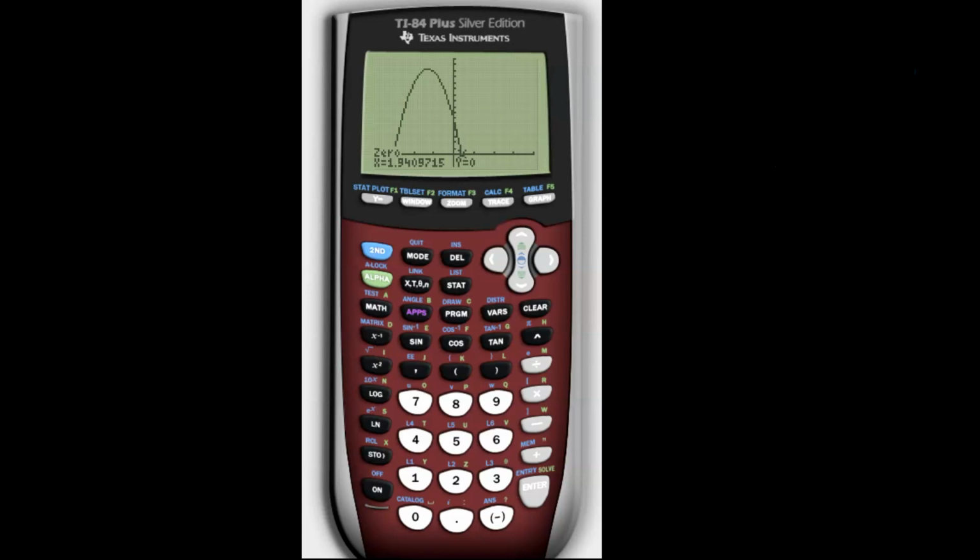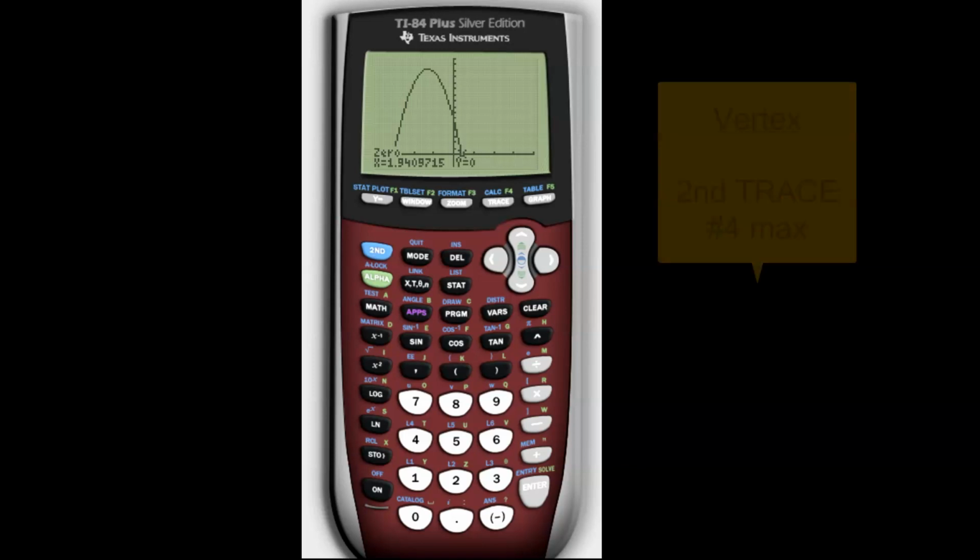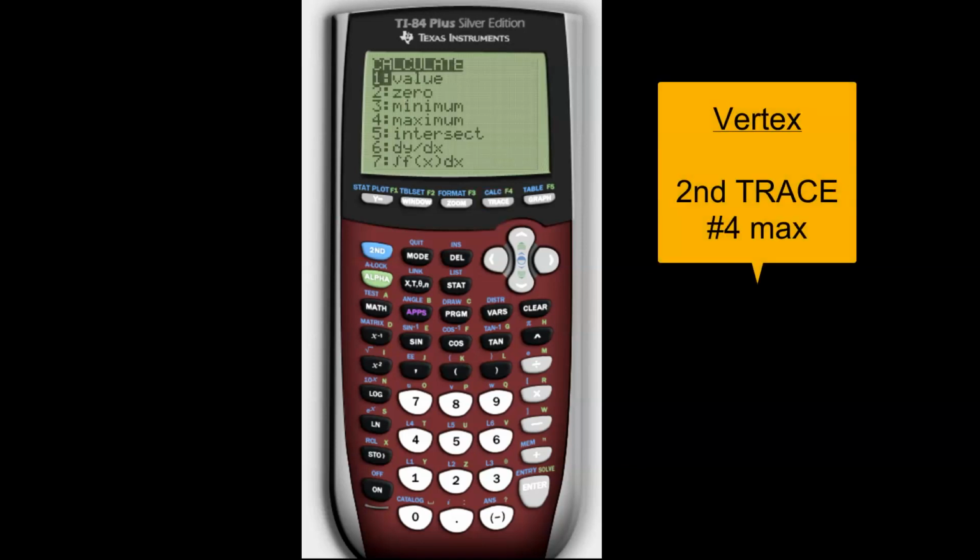So there are our two zeros. Now we want to go ahead and find the vertex. So we know because our parabola opens down, we're going to have a maximum. So when we go to second trace, you're going to choose option number 4. If your parabola opened up, you have a minimum and you choose option number 3. So in this parabola, we're going to choose number 4.